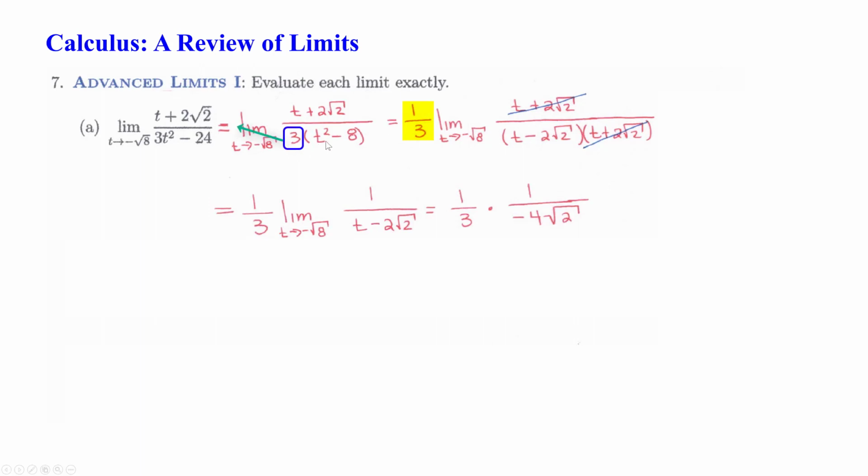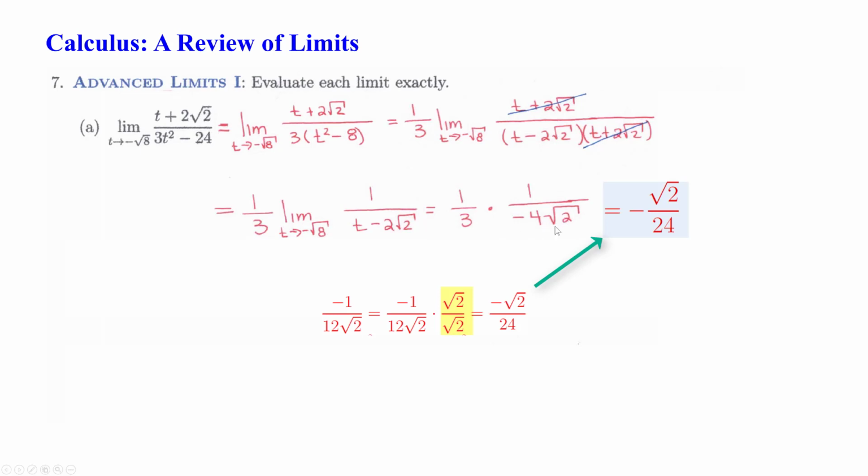First step, 3 factors in the bottom. It comes out of the limit. It's in the denominator, so it stays in the denominator. Another way to say it is it comes out as a 1/3, because we're really factoring out a 1/3. And finally, this last step is a rational function which you can evaluate by plugging in. And notice, here's the final answer, and I rationalize the denominator to get this result.